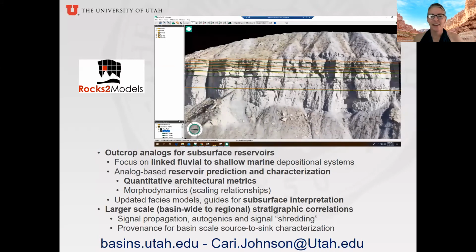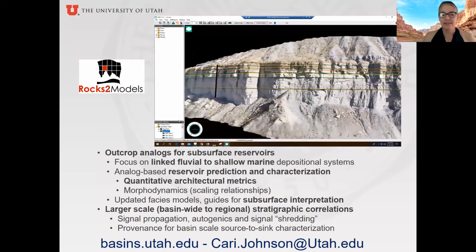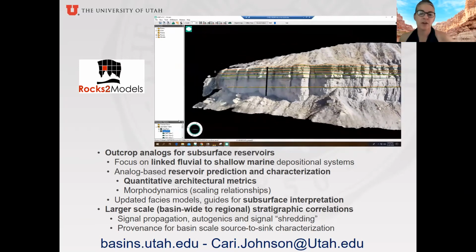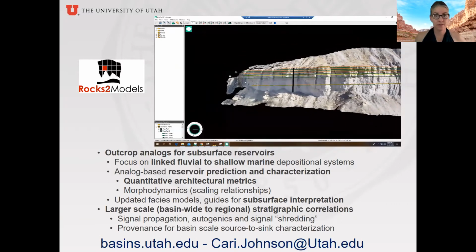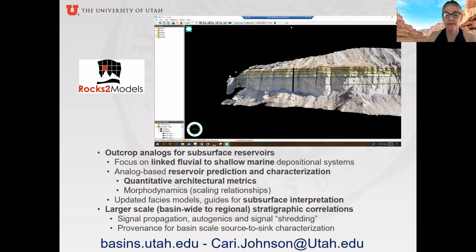Looking towards the future, we have not run out of rocks to work on, quite the contrary. There are a number of different directions that this work could go, ranging from different field sites to applications expanding into carbon capture and reservoir analysis, to exploring some different kinds of modeling approaches, to also some exciting new directions in larger scale basin analysis interest, understanding autogenic processes as a control on reservoir architecture, for example.